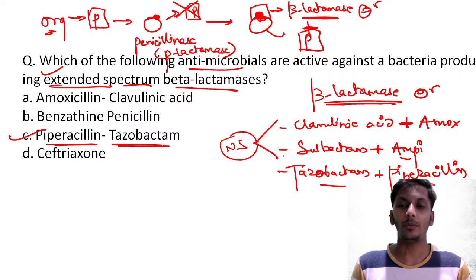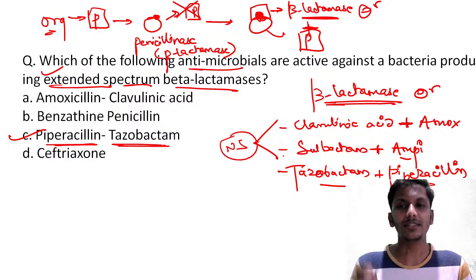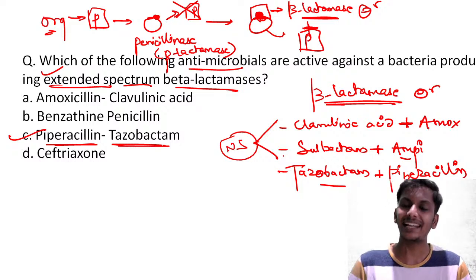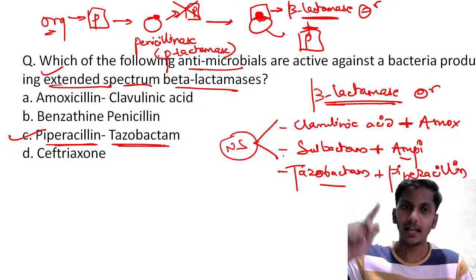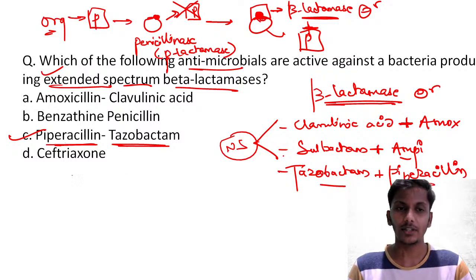Therefore, the beta lactamase inhibitor combination which is active against extended spectrum beta lactamase is your option C, piperacillin tazobactam combination. Okay, it is the best combination which is active against extended spectrum beta lactamases. Okay, beta lactamases के against तो सभी है, but extended spectrum के against it is pipera plus tazo. Okay, I hope you have understood this.